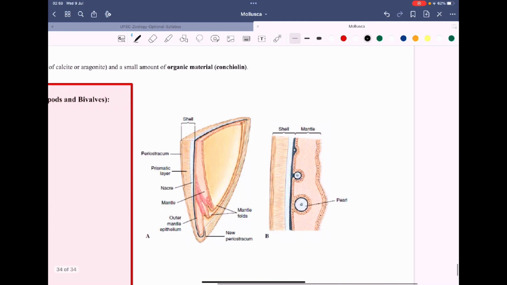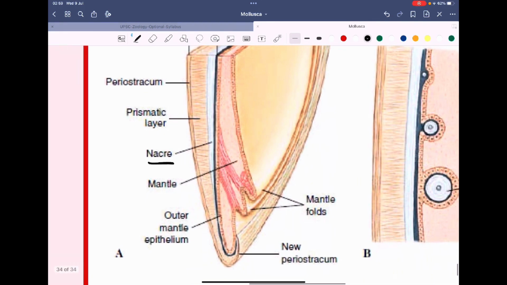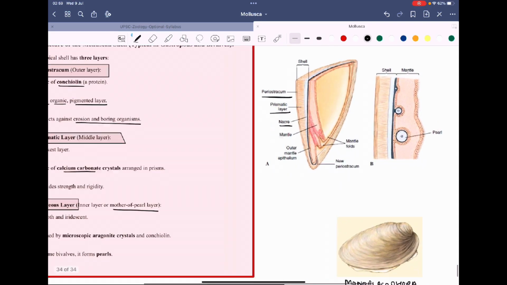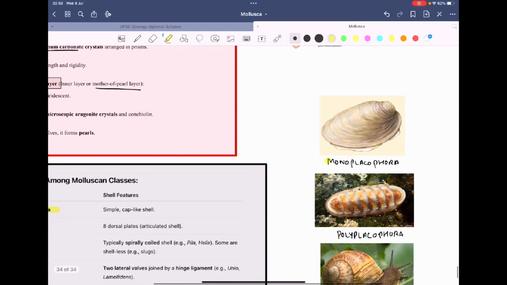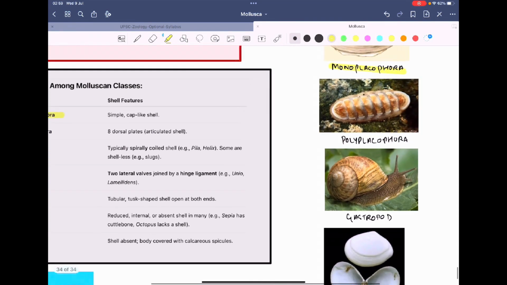So here are the three layers. If you will see closely, the inner one is the nacre, the middle one is the prismatic, which is a thicker layer, and the periostracum, that is the outermost layer. Next, there are various molluscan classes which show different types of shells. First of all, we have Monoplacophora. It has a simple cap-like shell. You can see in Monoplacophora, a simple cap-like shell.